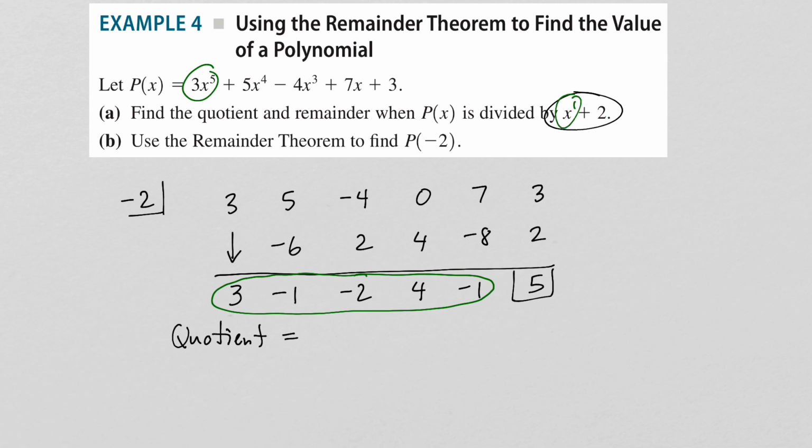So this is going to be of a degree that is 1 less than what you divided. So this represents 3x to the fourth. And then from there, it's simply negative 1x cubed, negative 2x squared, positive 4x, and negative 1. That's your quotient. And the remainder is, of course, positive 5. That's just this number here.